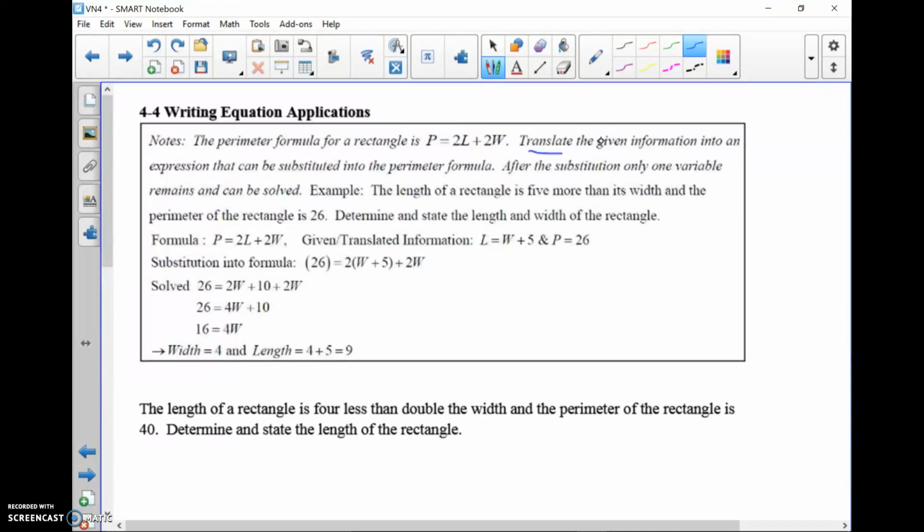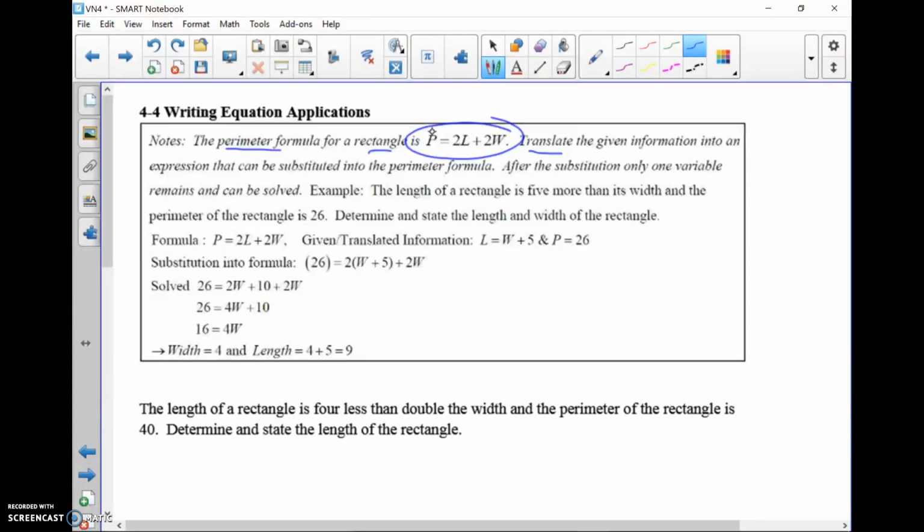The one example we're going to do here is a common one that you'll see a lot, the perimeter formula of a rectangle, and using that and a little bit of information about the length and the width to determine the dimensions of the rectangle. But it's not always about perimeter stuff. A lot of times you see age questions. Johnny is 2 less than double the age of Jamie, and Jamie is this old.